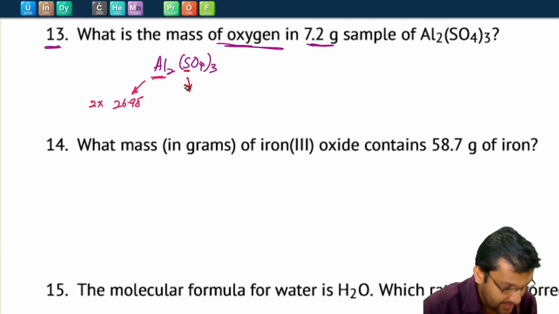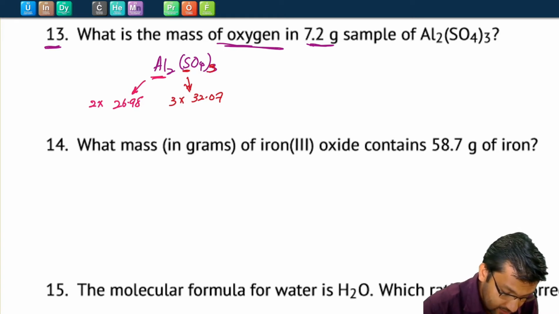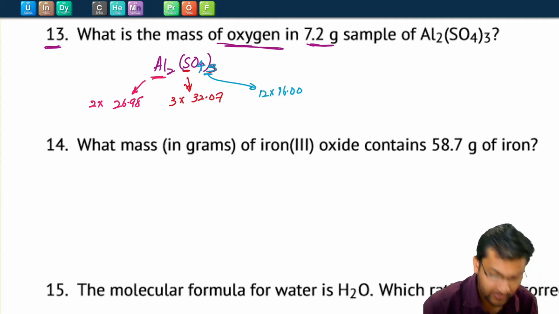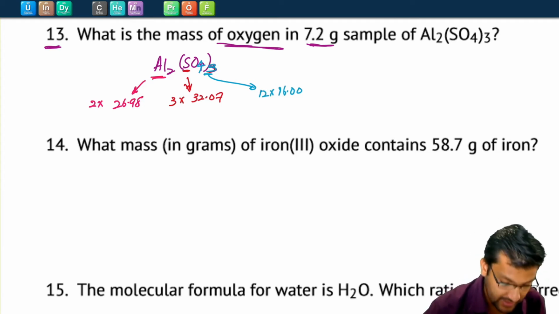Sulfur has an atomic mass of 32.07, but there are three of them, right? There's a three out here. And oxygen has an atomic mass of 16.00 atomic mass units, but there are 4 times 3, so there are 12 oxygens, right? We need to make sure we count all of the oxygen atoms.